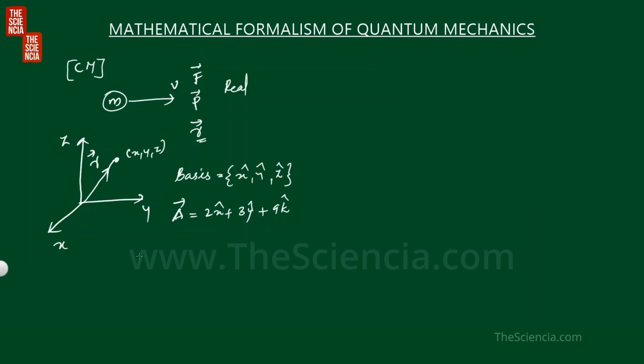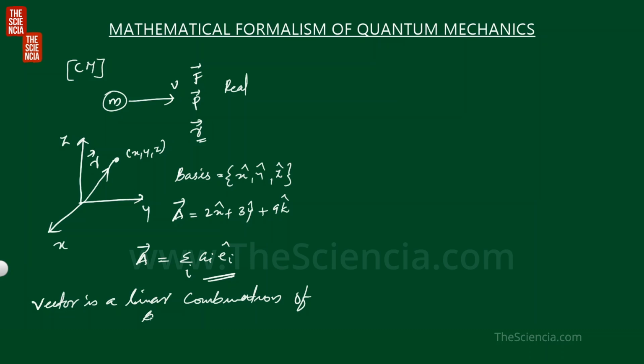That is, in general, a vector can be represented as a summation of a_i e_i cap, where e_i cap are the basis and a_i are the constants in the real space. So from this idea, we can say a vector is a linear combination, because there is a summation sign, of basis vectors.